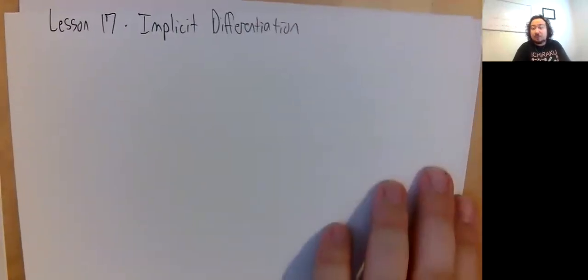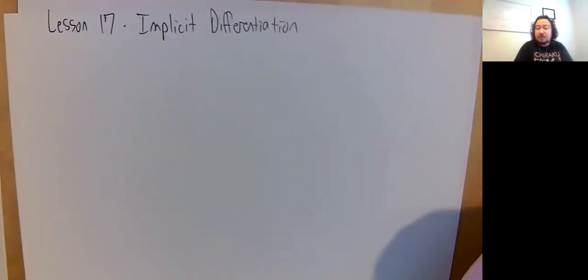All right. Hello, everyone. What we're going to be doing today is talking about what's called implicit differentiation. So far we've learned a bunch of derivative rules, and at this point we could differentiate pretty much any type of function that we would have learned about in high school.